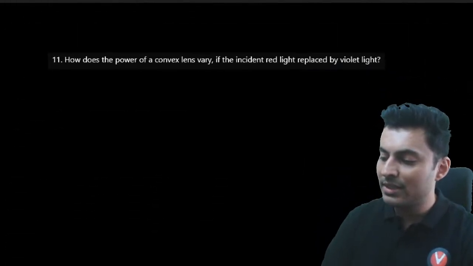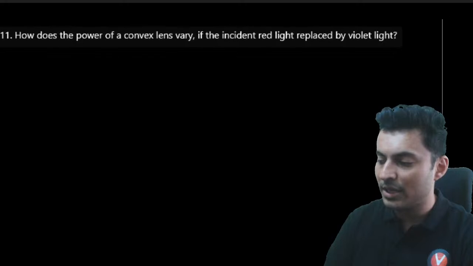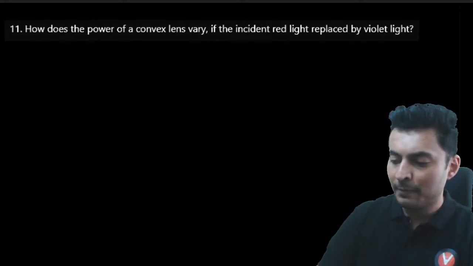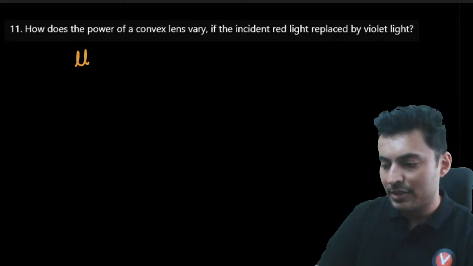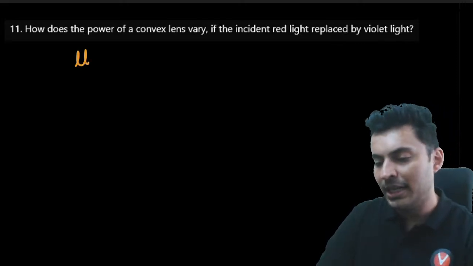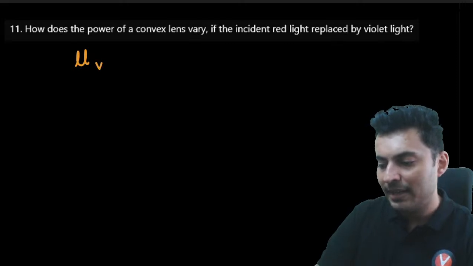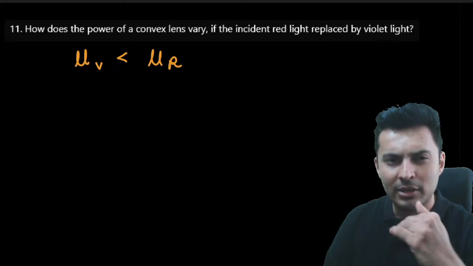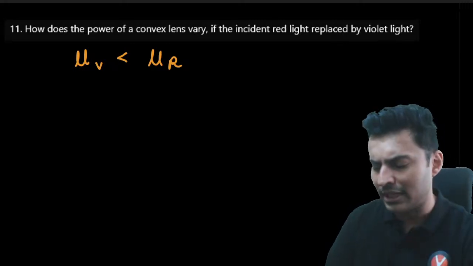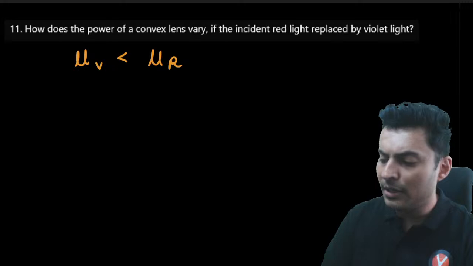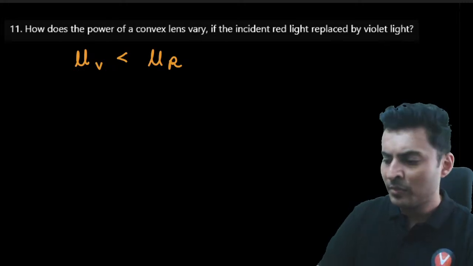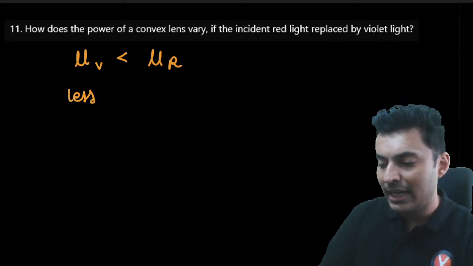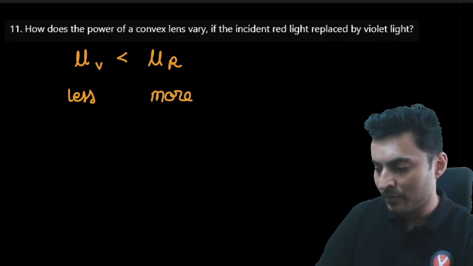How does the power of a convex lens vary if the incident red light is replaced by violet light? Well, what happens basically is that the refractive index of violet light is lesser than the refractive index of the red light. So if you talk about a convex lens, violet light will make it less converging, whereas red light will make it more converging.